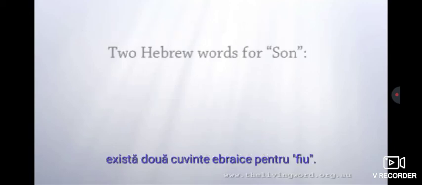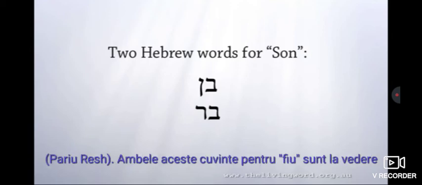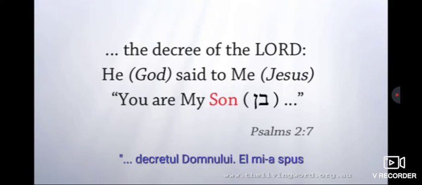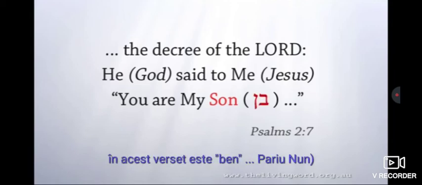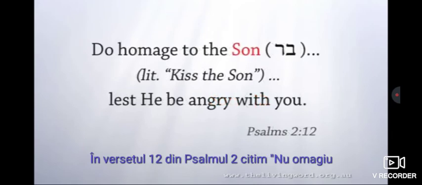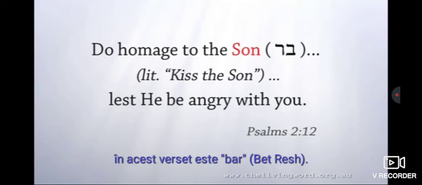Finally, in this session, there are 2 Hebrew words for son. One word is ben, bet nun, and the other is bar, bet resh. Both these words for son are in view in Psalm 2. In verse 7 it tells us, the decree of the Lord. He said to me, you are my son. Son in this verse is ben, bet nun. In verse 12 of Psalm 2 we read, do homage to the Son, lest he be angry with you. And son in this verse is bar, bet resh.